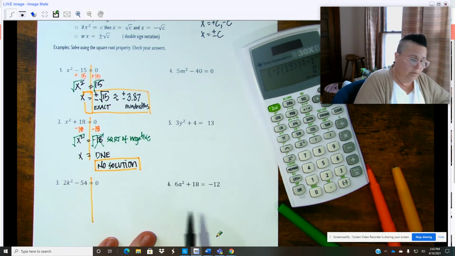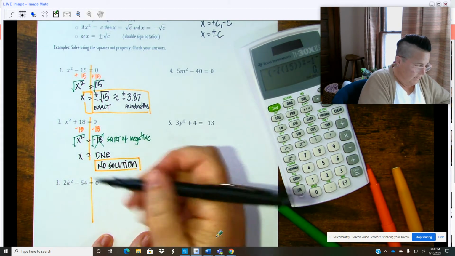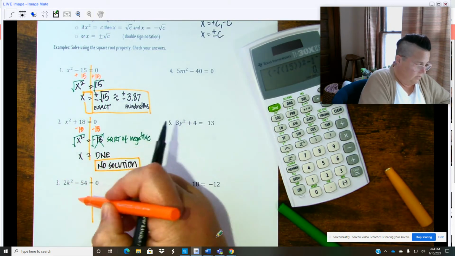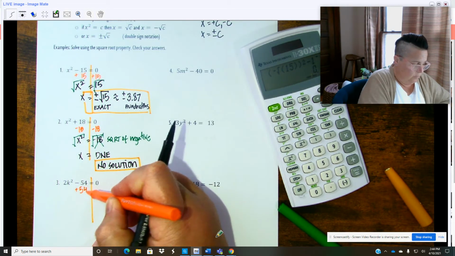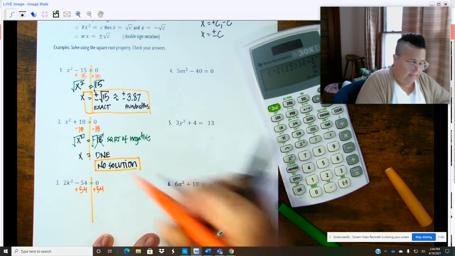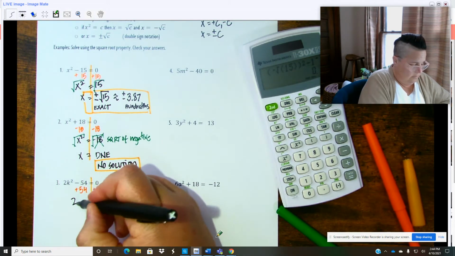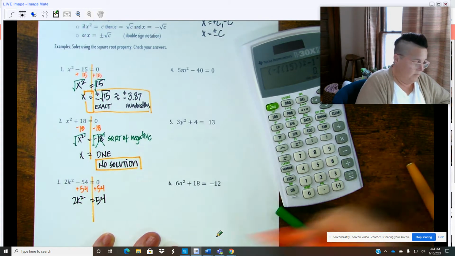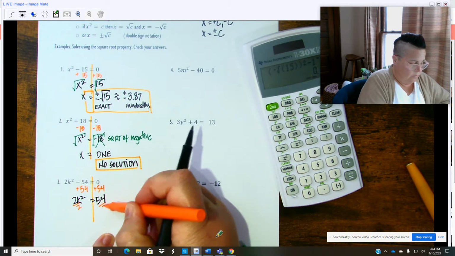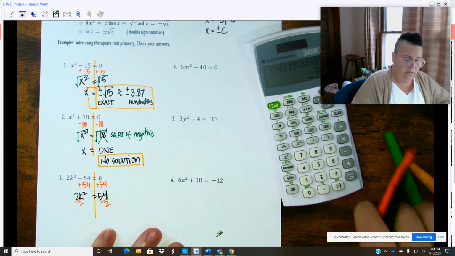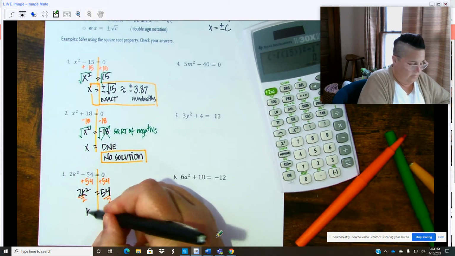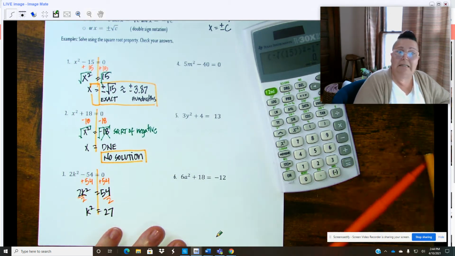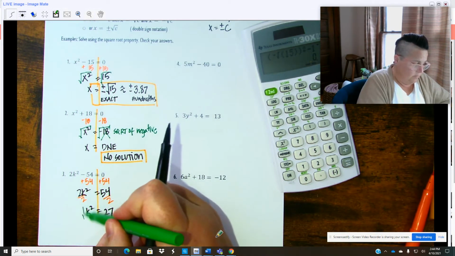All right, moving on to number 3. I'm going to add 54 to both sides in order to isolate the square here, which is just the k. So I'm going to add 54 to both sides. That gives me 2k squared is equal to 54. Then I'm going to divide both sides by 2. So I'm going to have k squared is equal to 27. Once I have isolated the squared, I can take the square root.